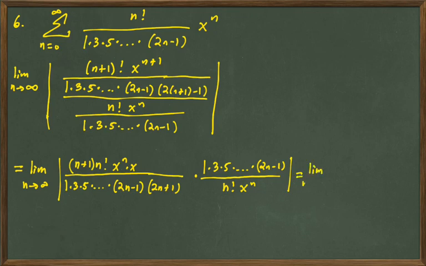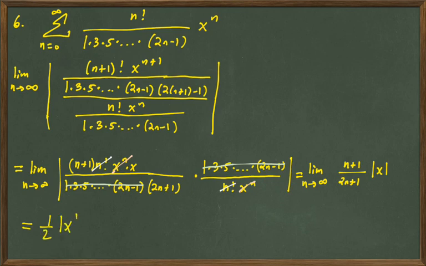So this is equal to the limit as n goes to infinity. Let's see. N factorial is absorbed, x to the n is absorbed, 1 times 3 times 5, all the way out to 2n minus 1 is absorbed. So what we have left is n plus 1 over 2n plus 1, and then the absolute value of x. Now the limit of n plus 1 over 2n plus 1 has a horizontal asymptote, which is just 1/2. I suppose you could use L'Hopital's rule, but we're just going to use what we know about horizontal asymptotes. And so this limit is going to be 1/2 times the absolute value of x.